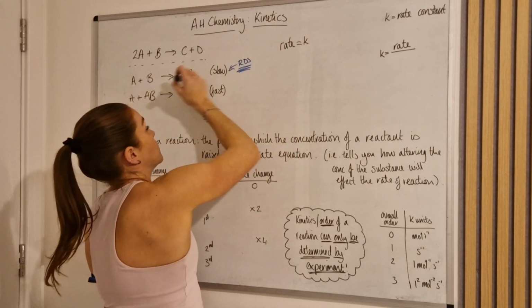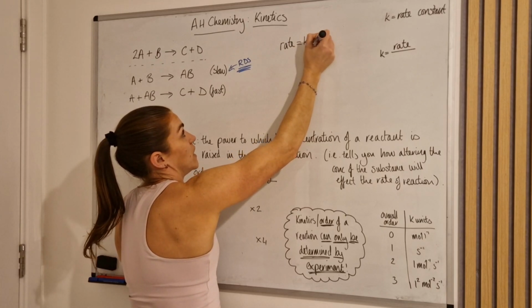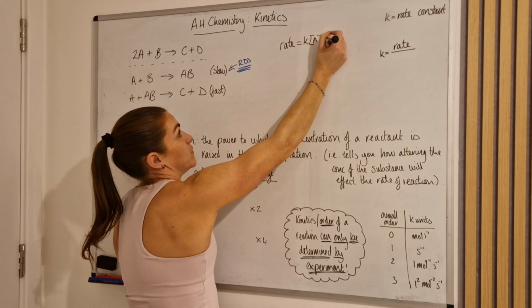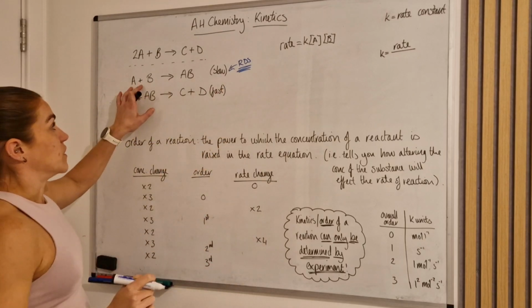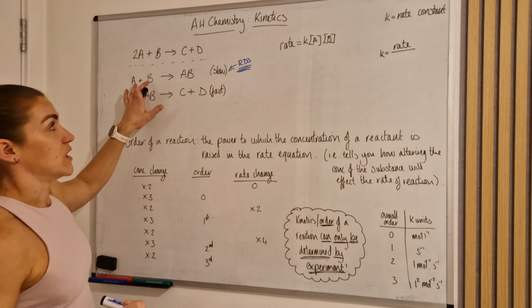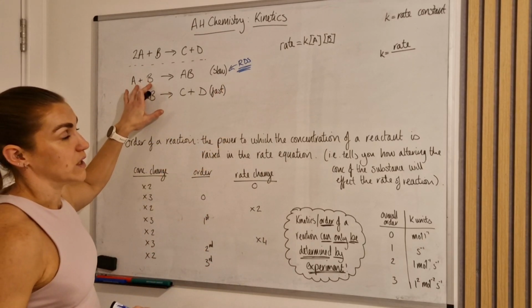So because we've got 1 mole of A, we've got the concentration of A times 1 mole of B, which would be the concentration of B. So that would be our rate equation for this reaction here. Okay, we're only interested in the reactants in the slow rate determining step.